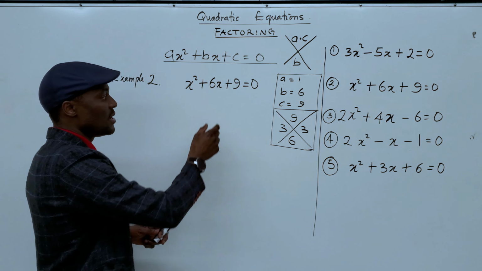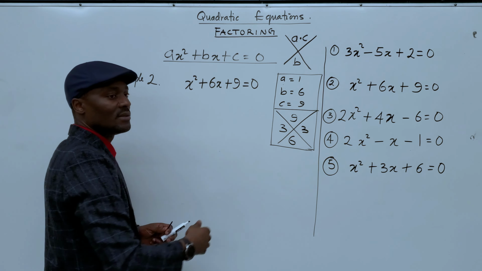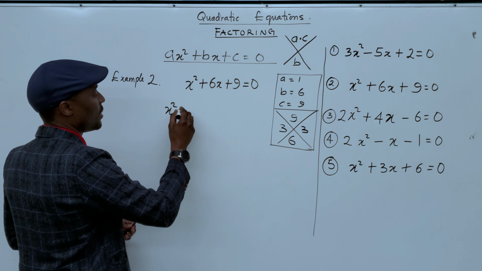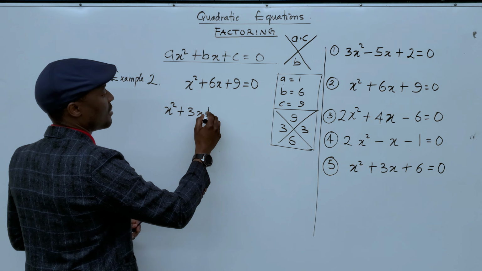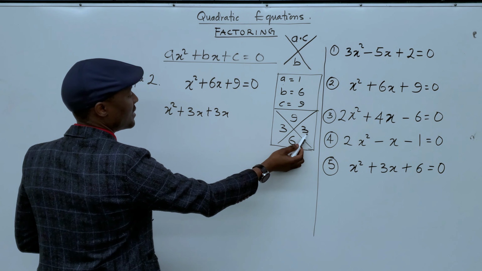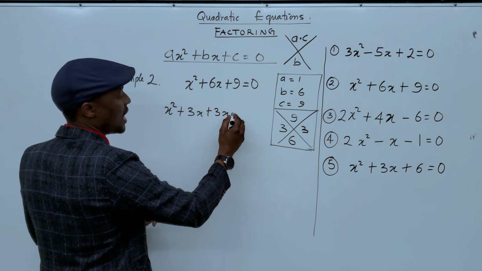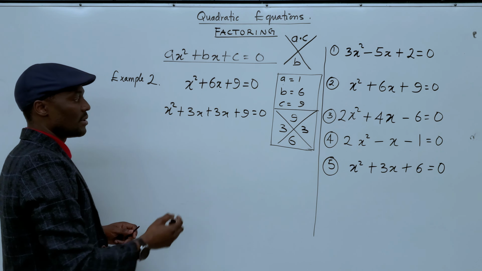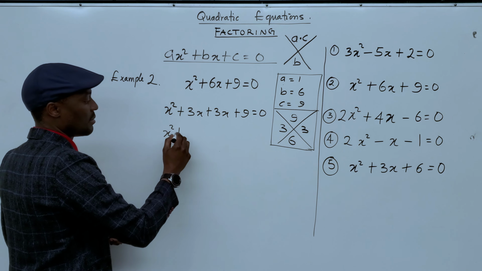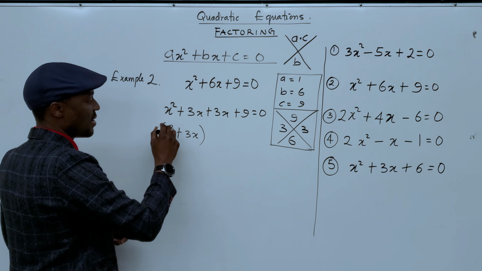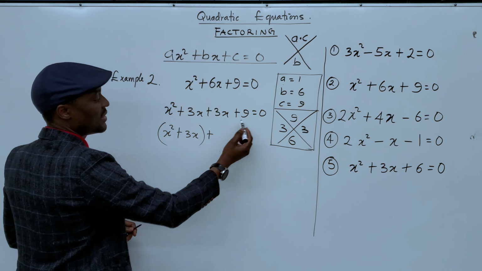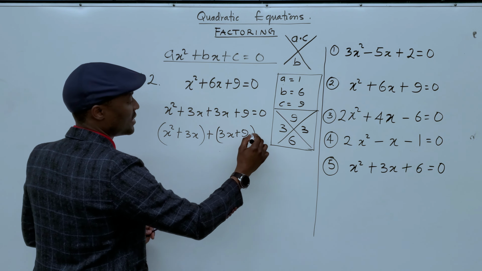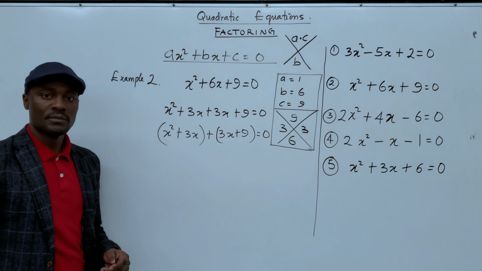So we're going to come here and replace 6 with 3 and 3. So let's factor this. This is x squared plus 3x plus 3x, 3 and 3, replacing the 6, now plus 9 equals 0. Remember, write x squared plus 3x, put it in parentheses, write the sign, write the next two terms, 3x plus 9 in parentheses equals 0.